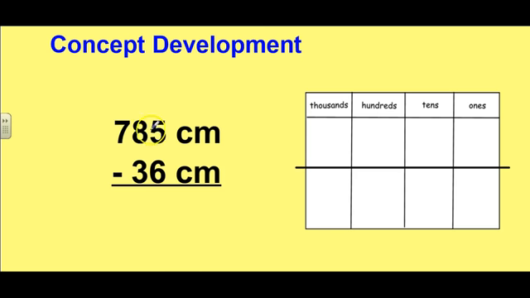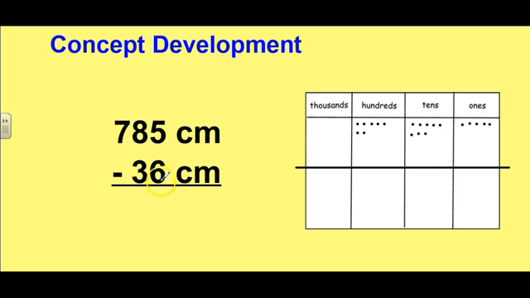Okay, so since we're subtracting, we just need to put our largest number into the place value chart. Since we have a 7 in the hundreds place, we're going to put 7 hundreds in our hundreds part. We have 8 tens, so we're going to put 8 in our tens part of our chart. And then we have 5 ones, so we're going to put 5 ones in the ones part of our chart. Okay, so now we are ready to subtract 36 from 785.